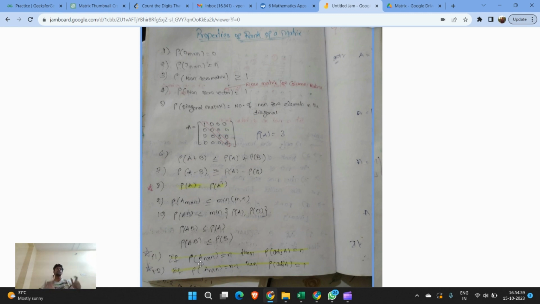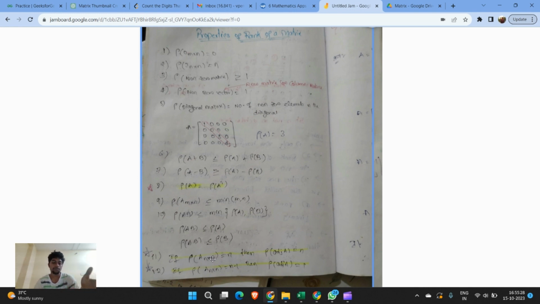They'll give you one matrix A, and ask you to find the rank of the adjoint of A. In that case, the normal approach is you have to calculate the adjoint of A, and after that solve how to find its rank. You don't need to worry about that one, because there is a shortcut. If you find the rank of the original matrix, based on that you can determine the rank of the adjoint matrix.